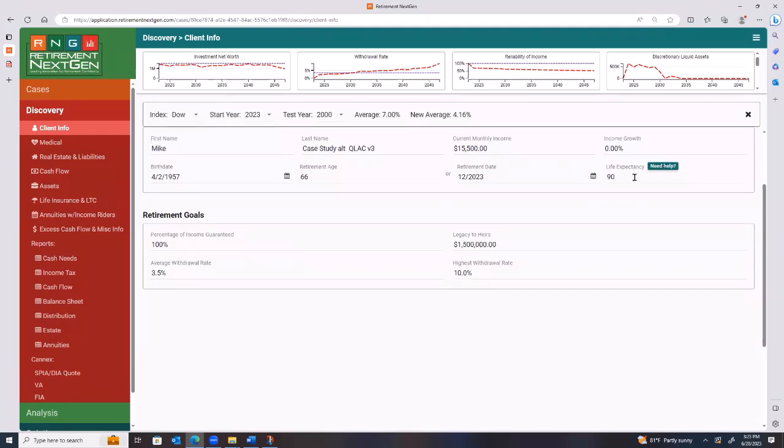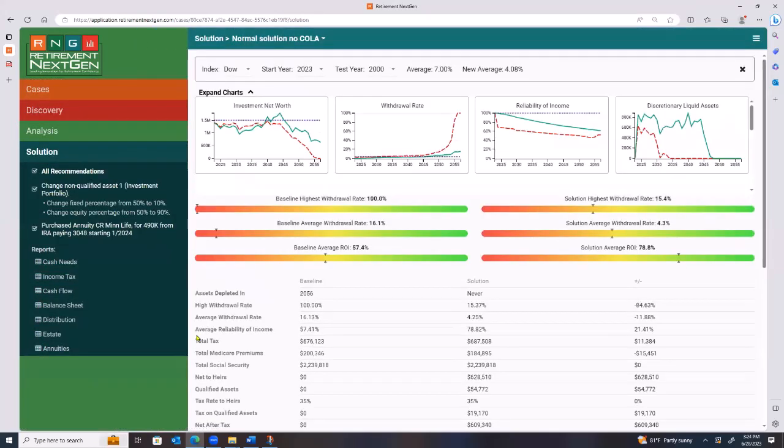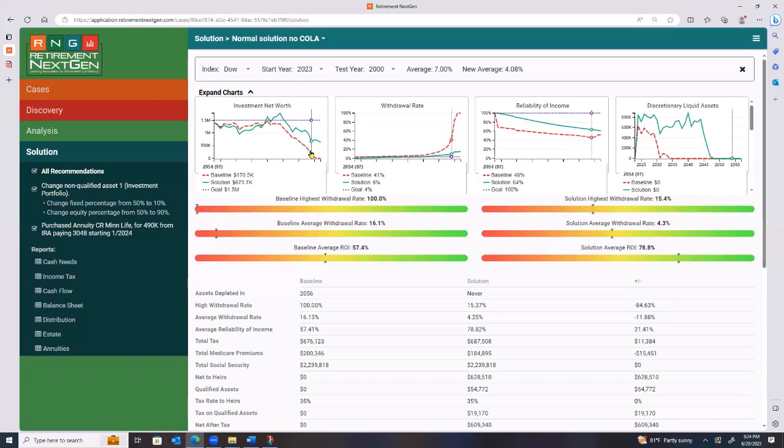This is why income. Now, the client didn't ask for it. But age 90 or more, you're generally going to always win. And obviously, the longer the client lives, the better you're going to do. Let's look at 100. Here, they ran out of money. All three of my solutions will win. The normal solution, no COLA, wins.